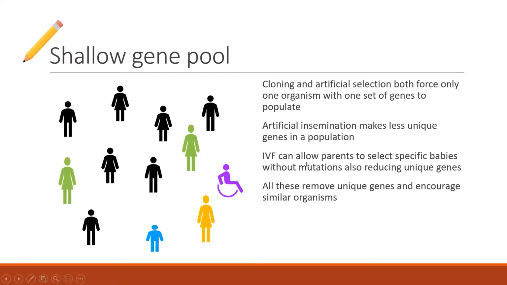And then of course, IVF can allow parents to select specific babies without mutations. This also reduces unique mutations. If you think about a child that is born with spina bifida, that can't use their back, that would be a mutation that just happens in nature, and sometimes those mutations will be good. But if you start to say, I don't want my child to have this particular mutation, this particular disease, yeah, sure, we can do that as human beings, that's fine. But it does mean that the gene pool will be reduced.